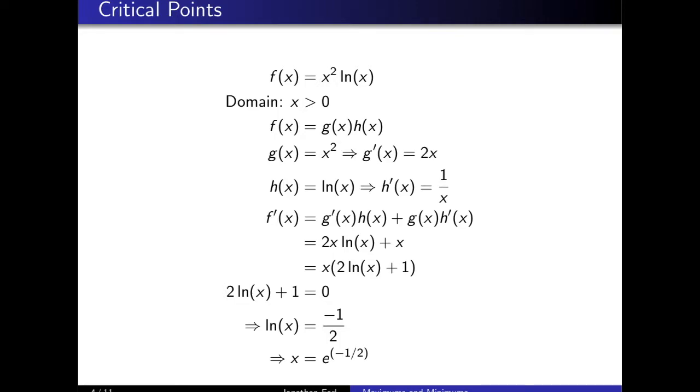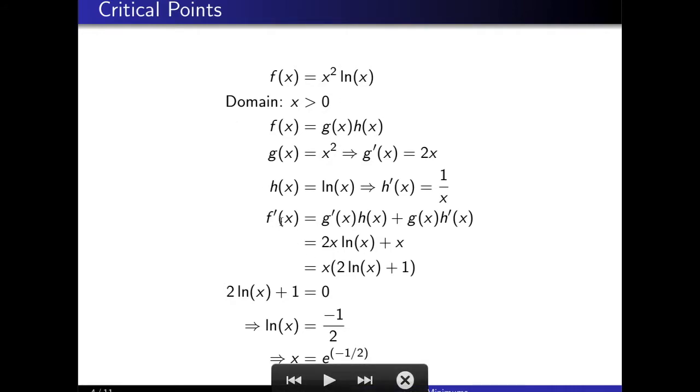Okay, so we'll write our function as g times h, and then use our product rule. So we'll get a derivative of x times 2 natural logarithm of x plus 1. And we first want to ask where our derivative does not exist. From this we can see the derivative won't exist at 0 or negatives because of that natural logarithm, but the function's not actually defined there, so those points aren't going to be of interest to us. So we're just looking for where the derivative is going to be 0.